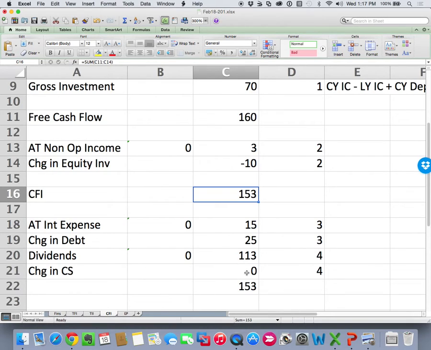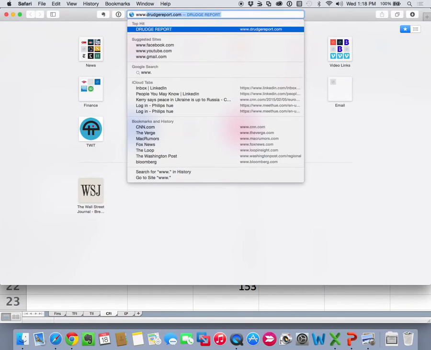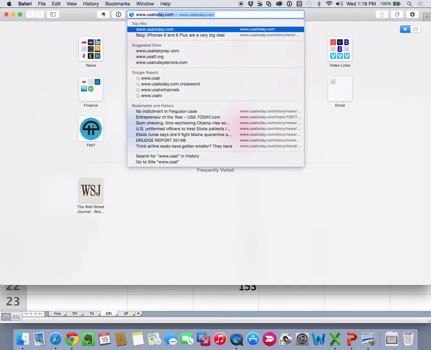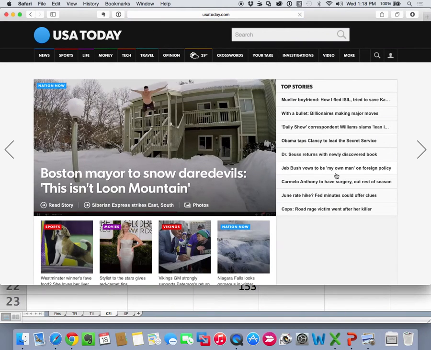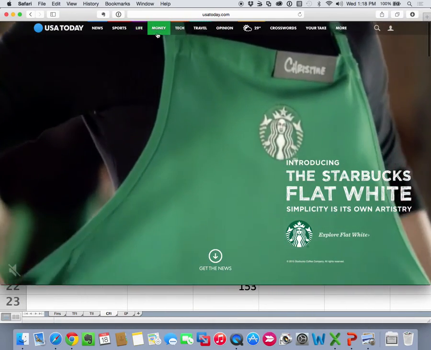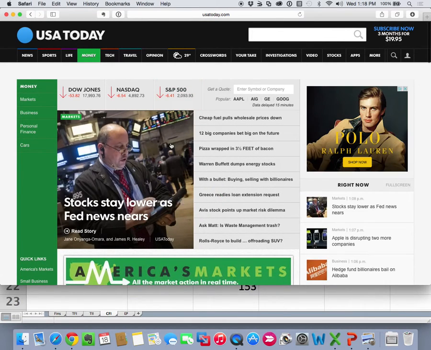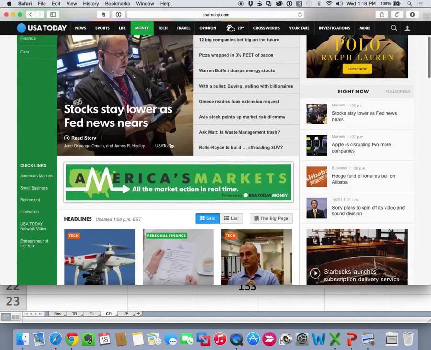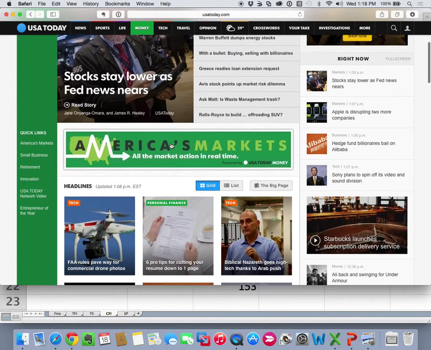I don't know if this is still online, so I'm just going to guess. But this morning, I saw an article in USA Today, in the money section, about Royal Caribbean Cruise Lines building a bunch of ships. Let's see if it's still on here.